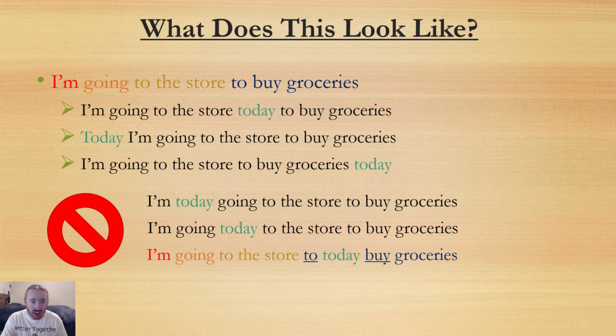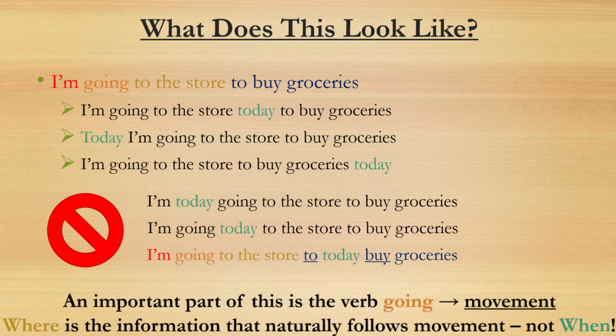The other thing that I want to point out to you, though, is that an important part of this sentence is the verb going, which is a verb implying movement. And so whenever you are discussing movement to a place, the question that you ask about that isn't when, it's where. Where are you going? And so that's what I want to talk to you about. There's a logical order in which we say things in English from start to finish.